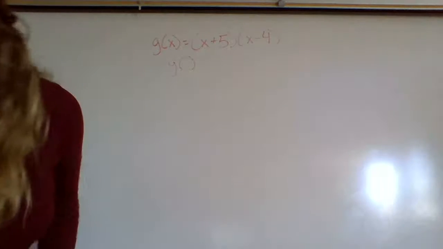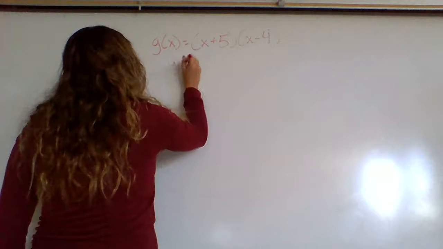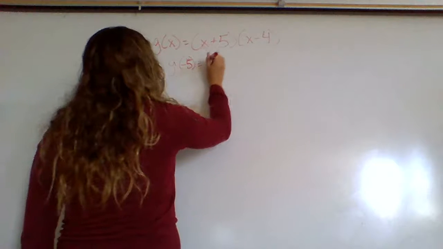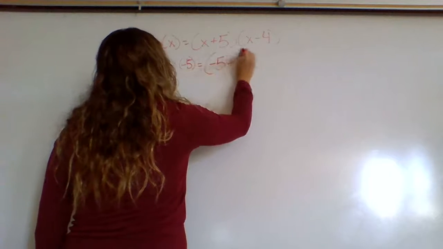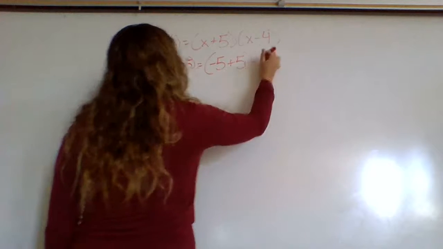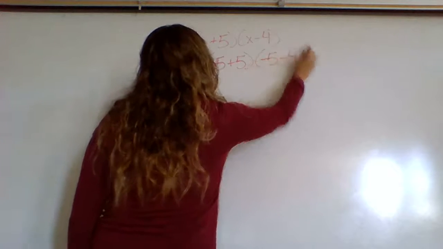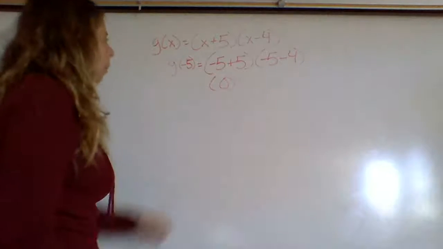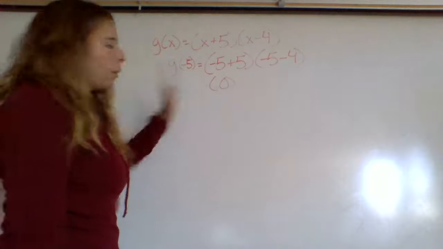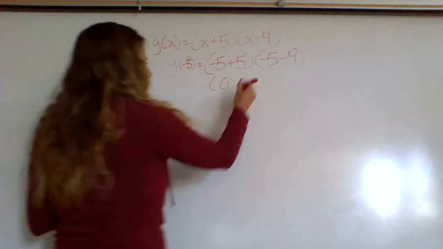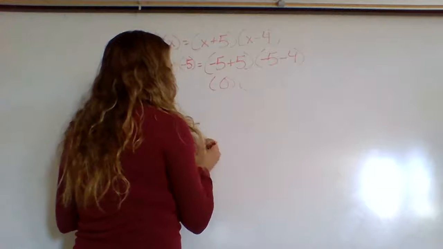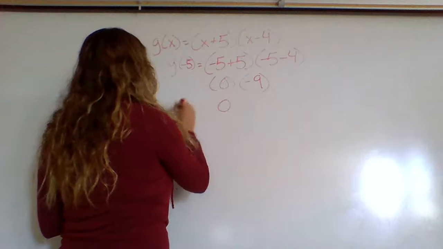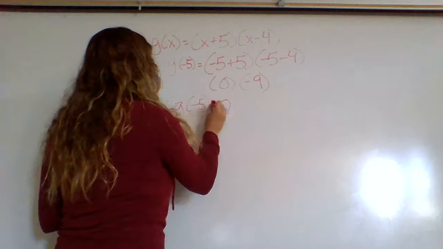And then the other one is negative 5. g of negative 5, so x equals negative 5, substitute it in. Negative 5 plus 5, and then negative 5 minus 4. Negative 5 plus 5 is 0. So really you can already stop, because 0 times any number is 0. But we can figure it out. Negative 5 minus 4 more. 0 times negative 9 is 0. g of negative 5 equals 0.